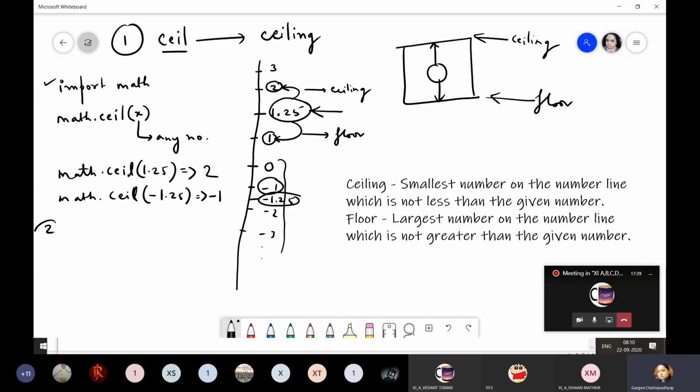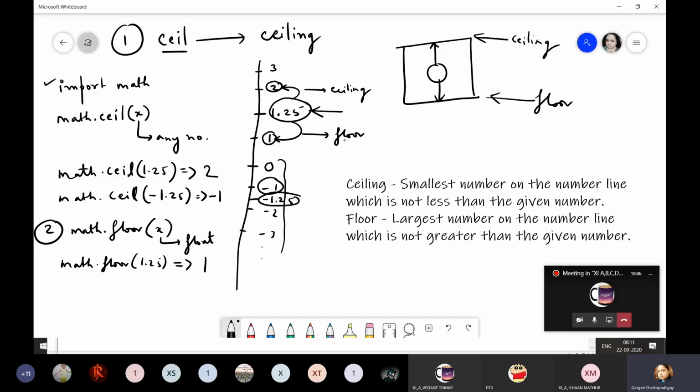Next, related to this function, we have floor. How do we write it? math.floor(x), where x can be any floating point number. So I write now math.floor(1.25). What should I get? I'll get 1.